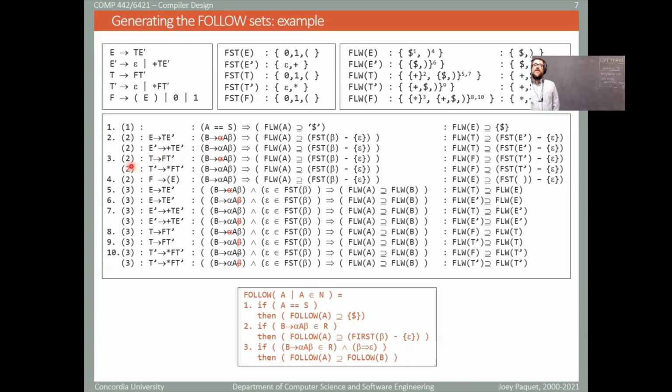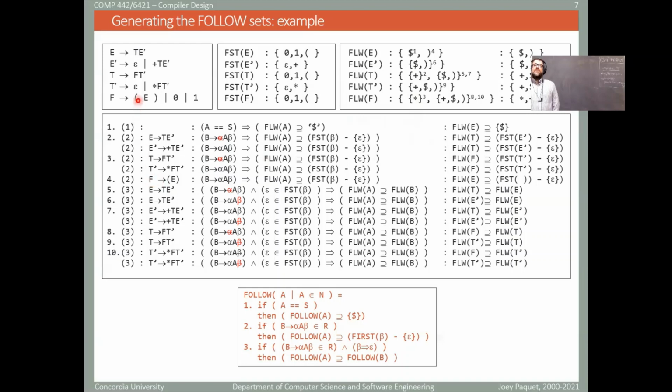Then I can use this rule here and try to apply pattern number 2, where B is T, alpha is absent, A is F, and beta is T prime. So follow of A, which is follow of F, includes first of T prime. Follow of F includes first of T prime, which minus epsilon is star. So follow of F includes star.